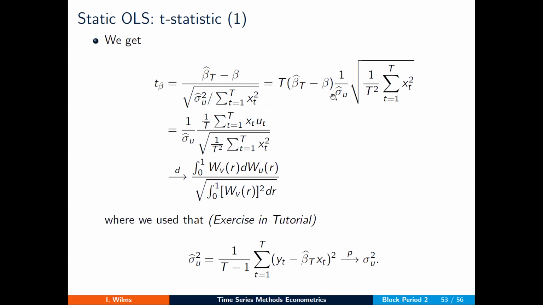Then I just plug in the expression for T times beta hat minus beta, which you can retrieve from the previous slides. And we derived already the limiting distributions of all terms involved. Only here the variance of the residuals is left, but we verify its probability limit in the tutorial. And we can again simulate from this test statistic, which now contains two Brownian motions.